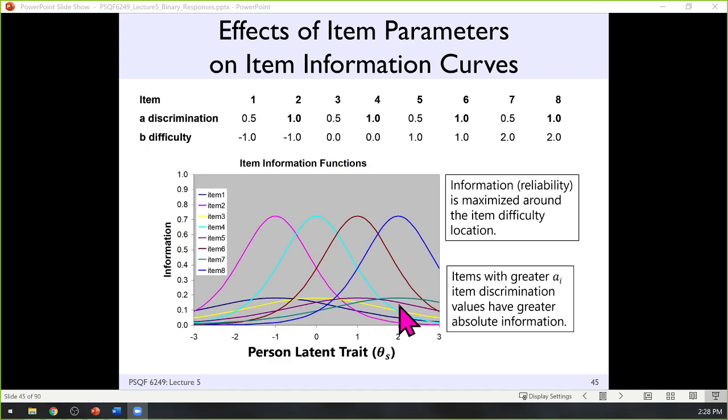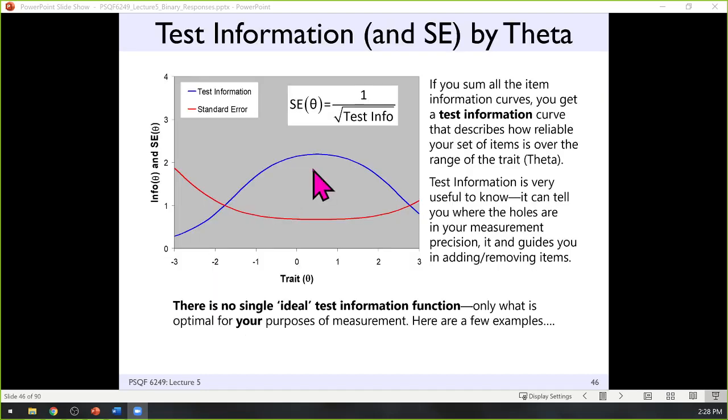And if we take all of these curves and add them together, like literally add them together, the total height that results has a special name, and it's what's known as test information. I think you can call it something else if you're not in an academic setting, but test information is the conventional term. It's the sum total of all of the information that you have across your items, and it is a function of theta.